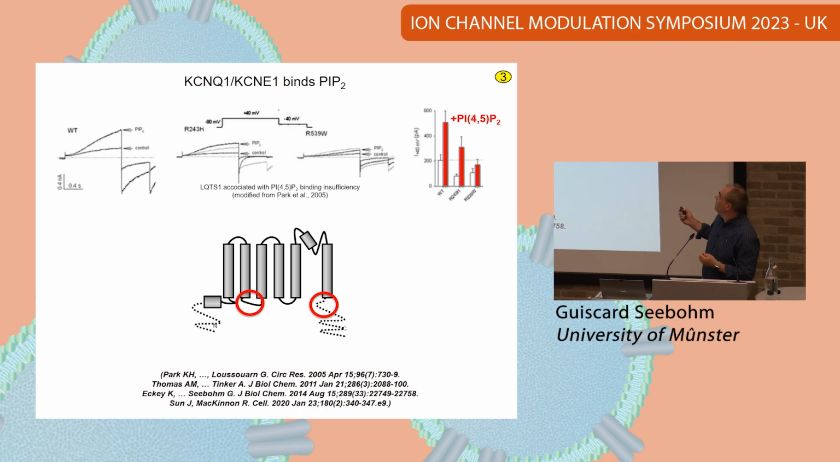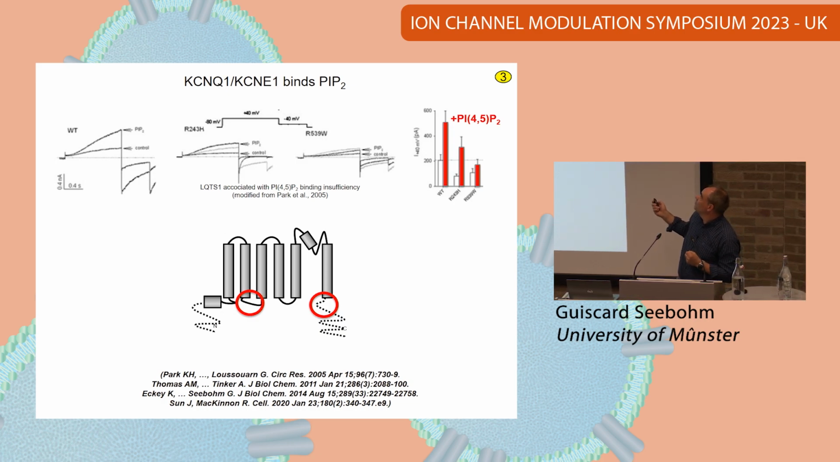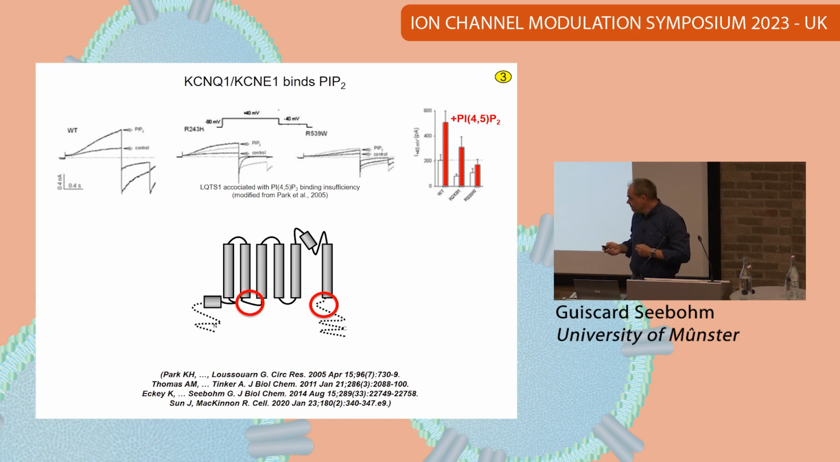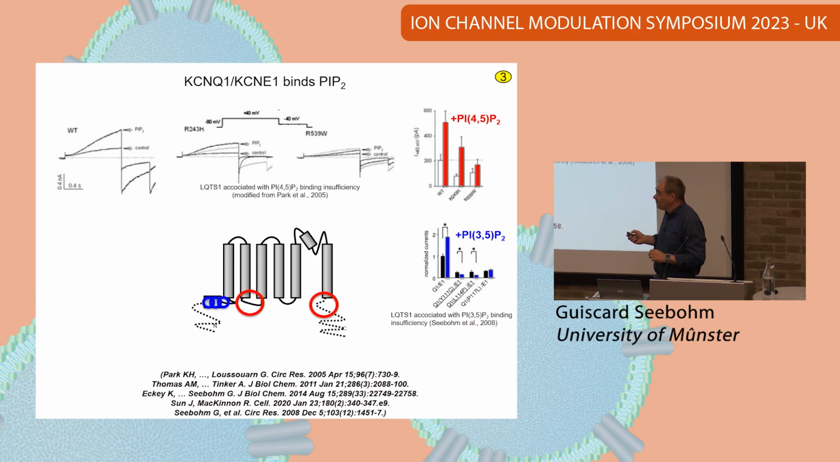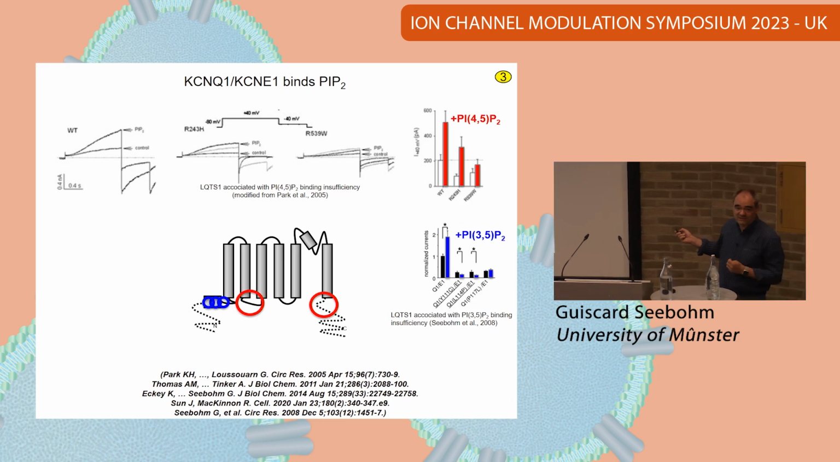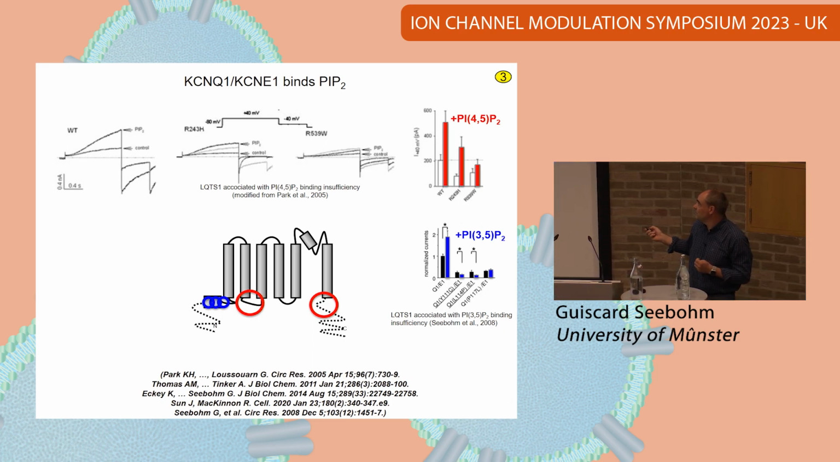When we talk about PIP2, normally we mean this highly abundant PIP2 which is present in the plasma membrane, which is PI(4,5)P2. However, we also now have even a structure for that. But there's another species of PIP2 which has a different phosphorylation pattern. So for this PIP2, the phosphate groups are associated with positions 3 and 5.